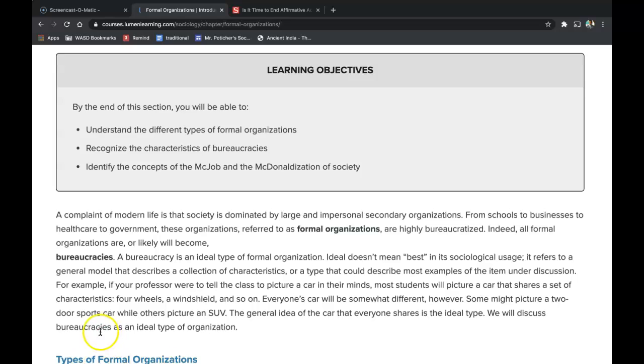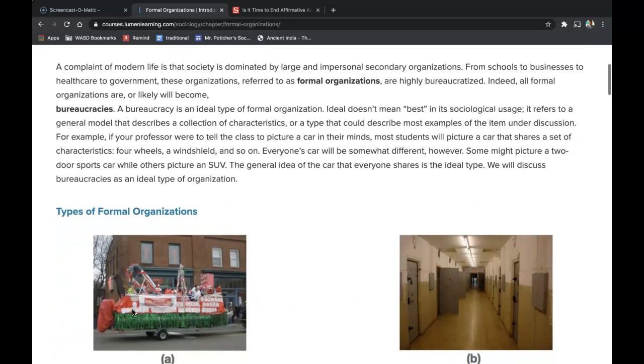So a complaint of modern life is that society is dominated by large impersonal secondary organizations. From schools to businesses to healthcare to government, these organizations, referred to as formal organizations, are highly bureaucratized. Indeed, all formal organizations are, or likely will become, bureaucracies. A bureaucracy is an ideal type of formal organization, and ideal doesn't mean best in its sociological usage. It refers to a general model that describes a collection of characteristics, or a type that could describe most examples of the item under discussion.